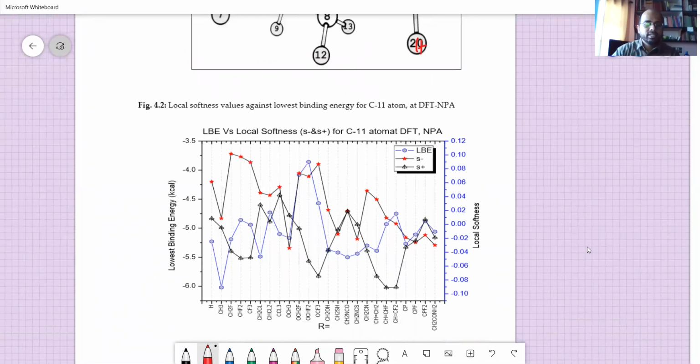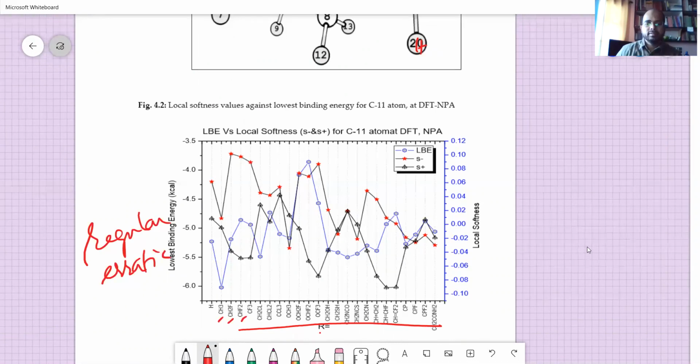You can see that the derivatives are mentioned on the x-axis. R is equal to CH3, CHCl2, CH. All these things are there, and they are not regular. Okay, the graph is not regular. That means you have to find out which factor is responsible for that much amount of energy.